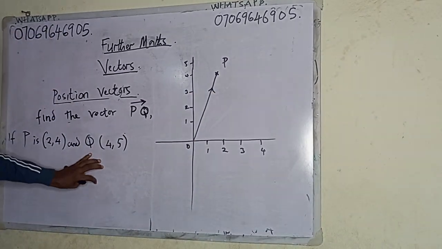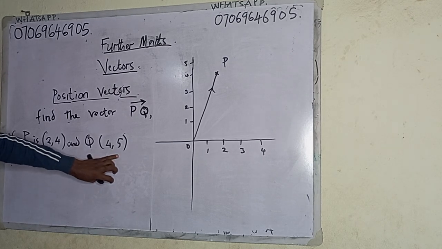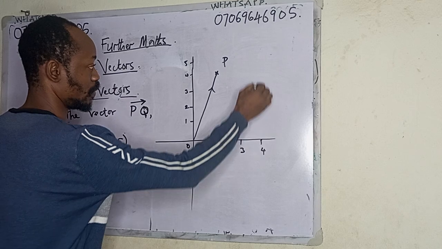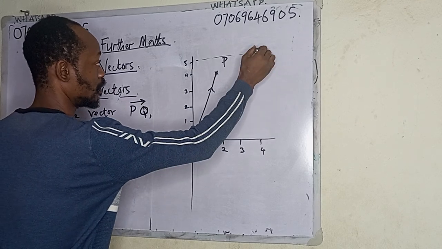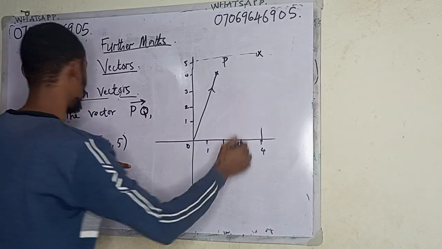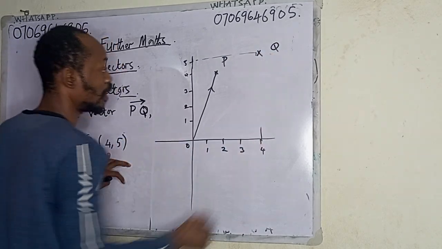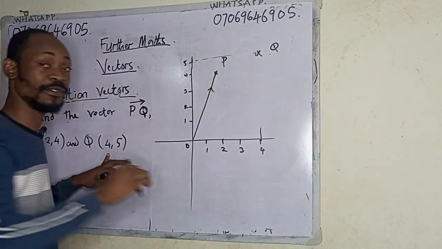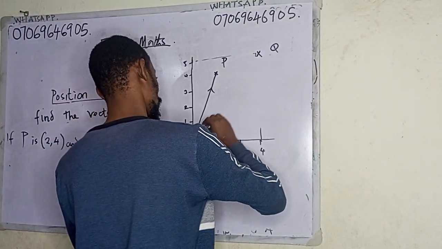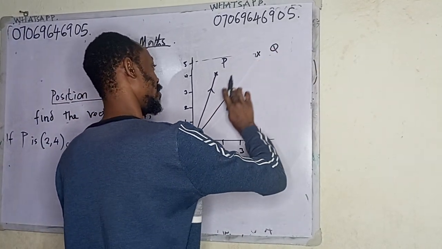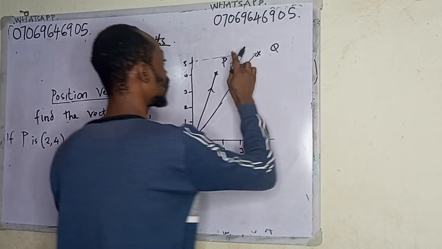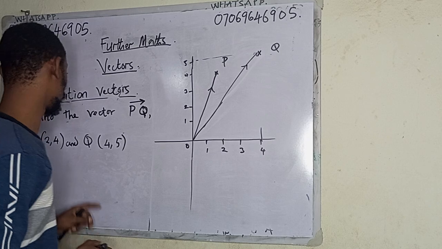All right. And then Q is what? (4, 5). That means the x is 4, and of course, we have a 5 here. So that's going to be our vector Q, or our point Q. It must be from the origin. So let's go from the origin. Okay, so like that. So that's our vector Q.